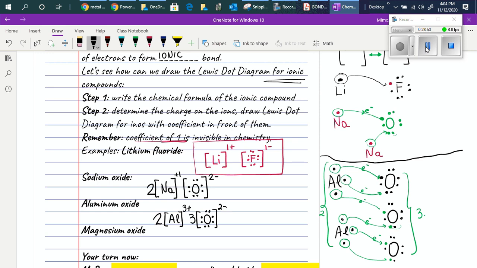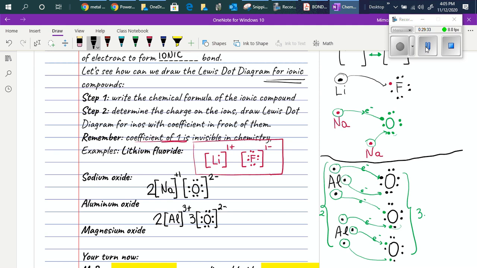Now, one thing that you can see here in all of the questions that we have done is that the net charge will be 0. So in the first case, +1 - 1, net charge is 0. In the second case, 2 times +1 + 2 - 2, charge 0. Net charge is 0. 3 times +2 is +6, and 3 times -2 is -6. So the charge is 0. Okay, so let's take a look now at magnesium oxide.